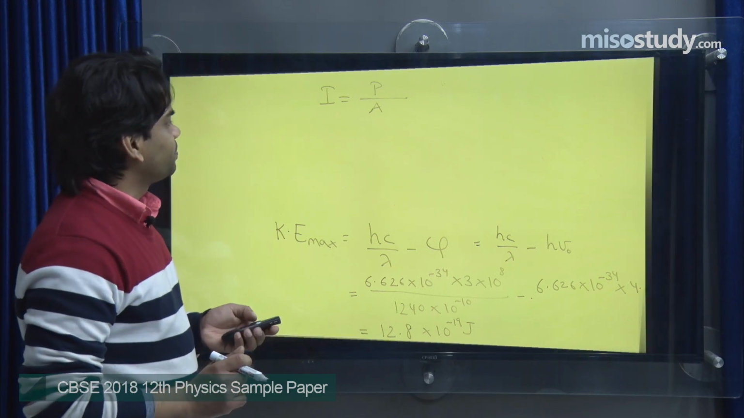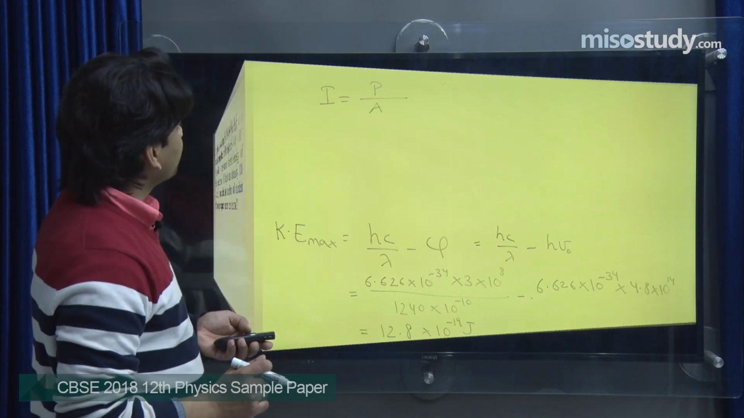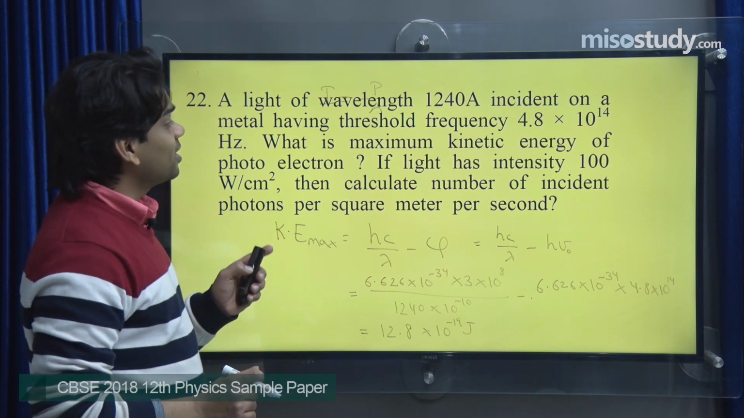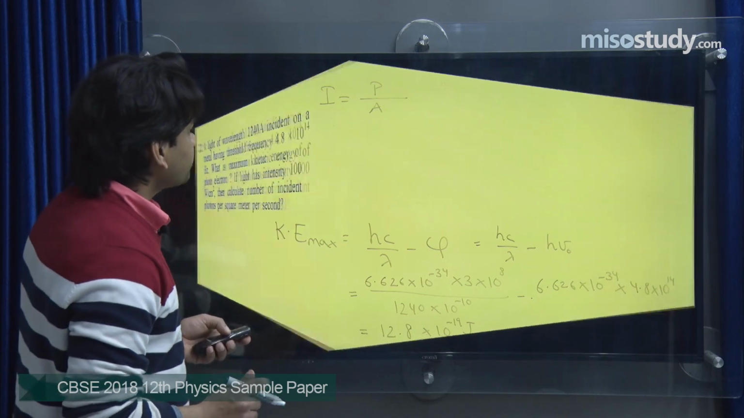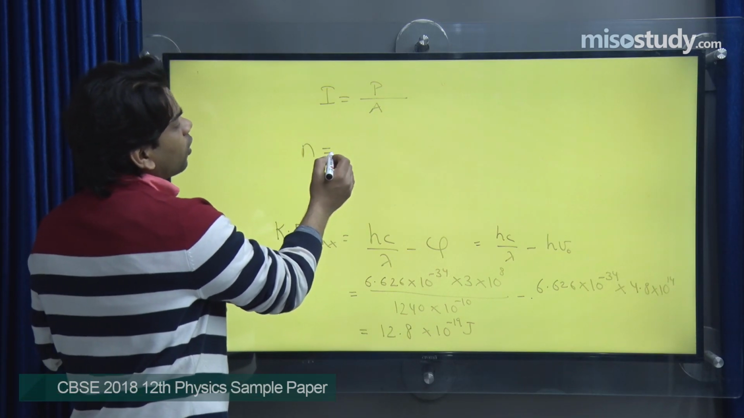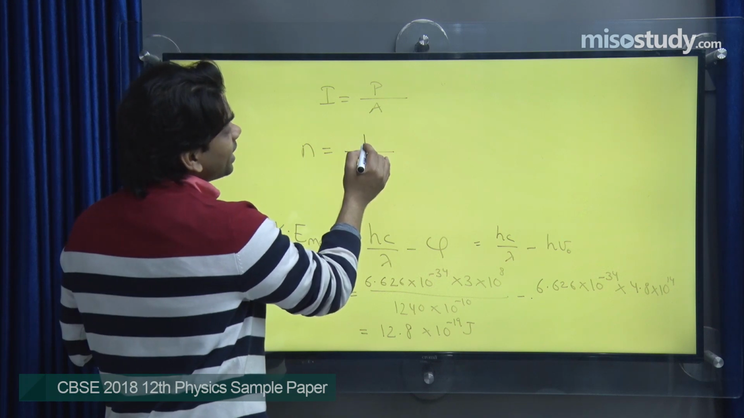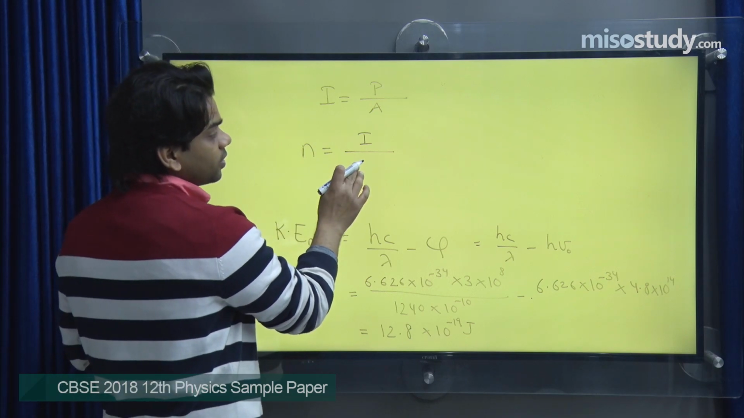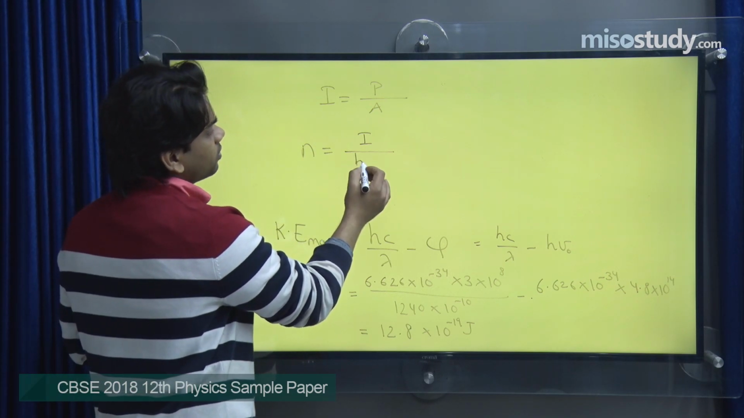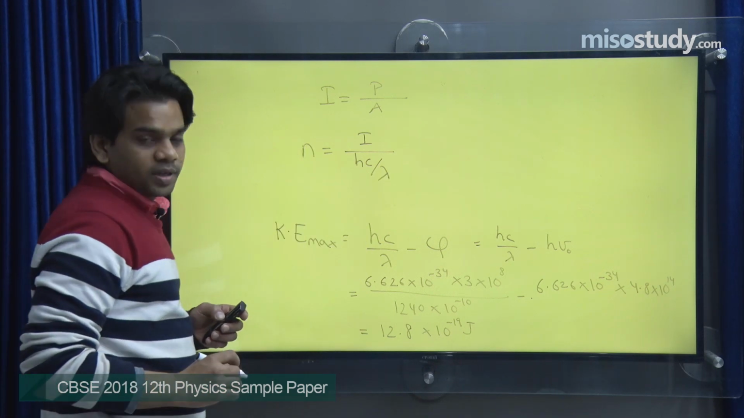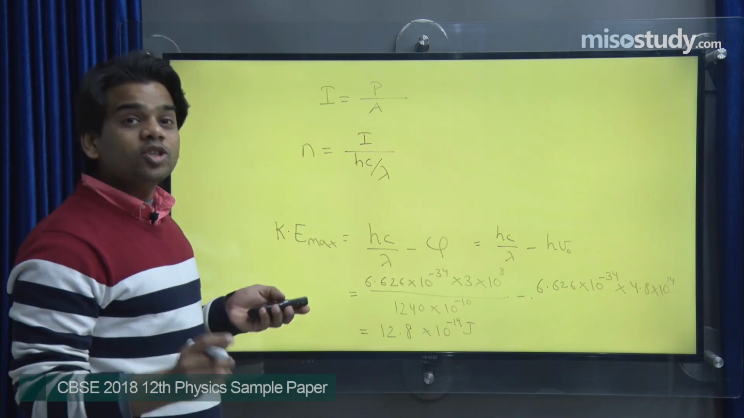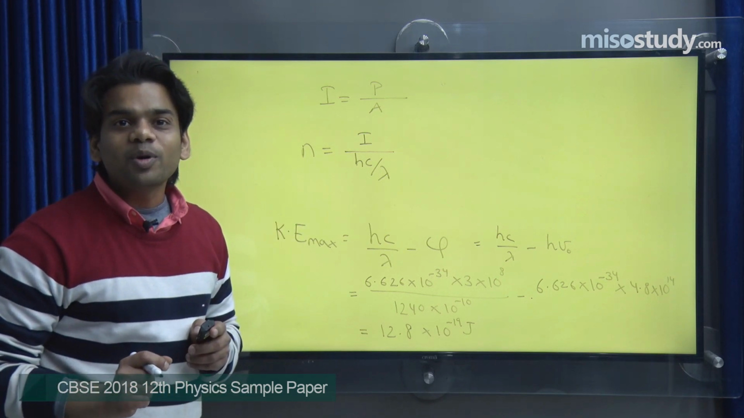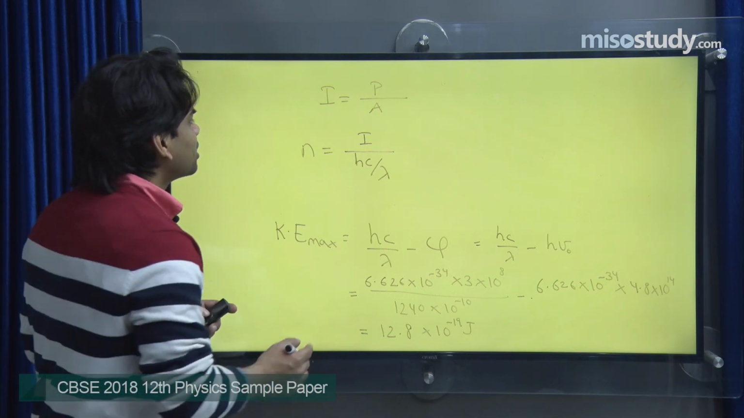Now it has been asked here, calculate the number of incident photons per square meter per second. Intensity is 100 watt per square centimeter. Number of incident photons will be simply intensity upon energy of one photon, energy of one photon. If you do it here, you will get the number of photons emitted per unit area per unit time. Substitute the values here.